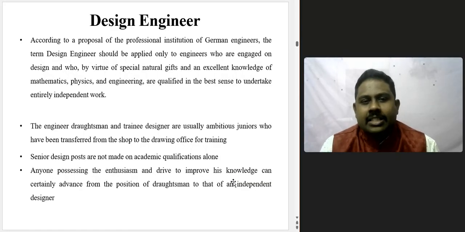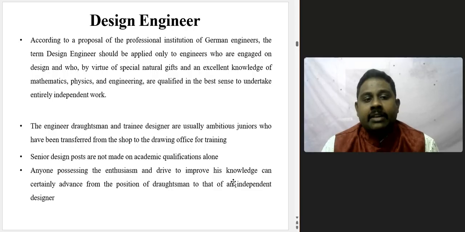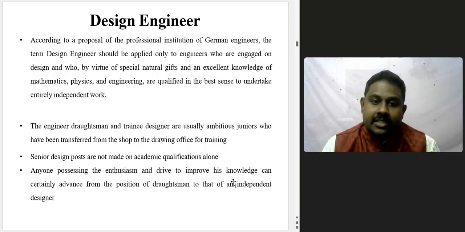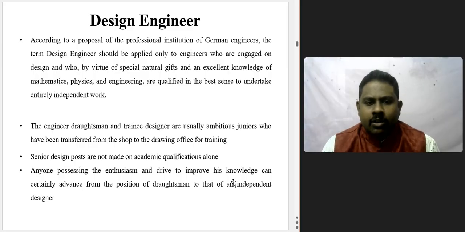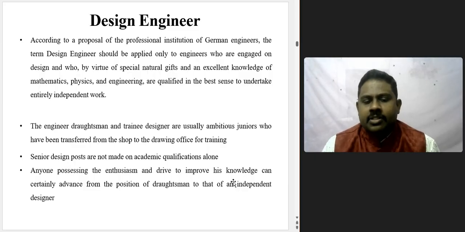Next, who is a design engineer? For example, according to the Professional Institution of German Engineers, the term design engineer applies to engineers who engage with design, who come with a natural gift or excellent knowledge in three major categories, which are mathematics, physics, and engineering, and are best qualified to undertake independent work, because engineering is a combination of physics, chemistry, and mathematics.